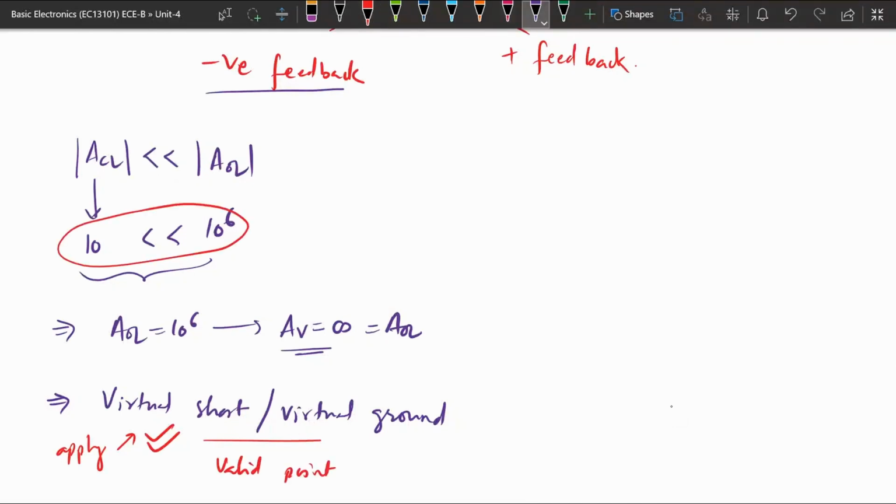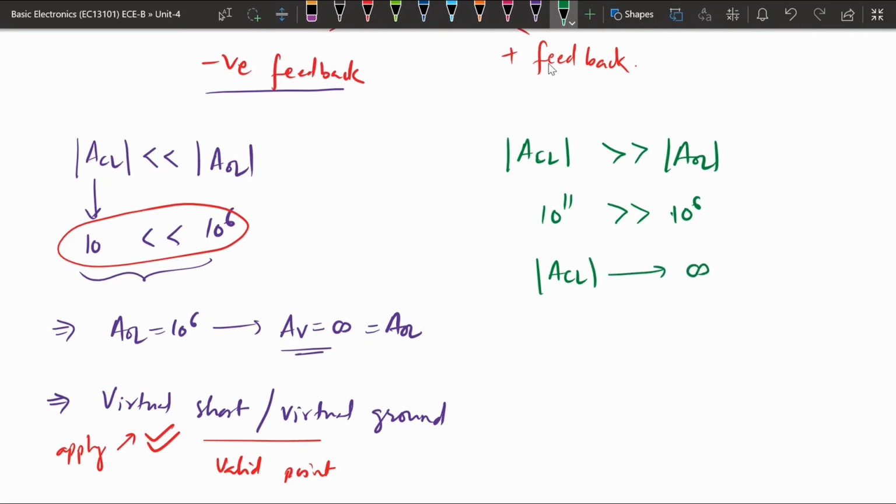Similarly, in the other case, if it is positive feedback, the closed loop gain in case of positive feedback will be very high compared to the open loop gain. The comparison will be of the order of 10 power 11, and the open loop gain is 10 to the power 6. So by comparing these two values, we can say the closed loop gain can be considered as infinity in comparison to the open loop gain. So if this was the concept in case of positive feedback, here we cannot assume AOL to be infinity, or the open loop gain cannot be considered to be infinity even if it is 10 power 6 only.